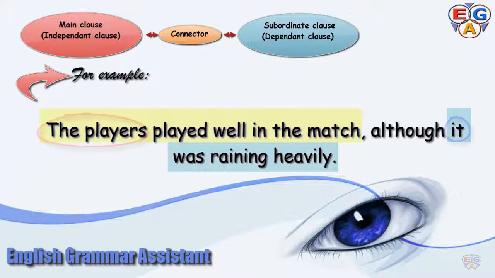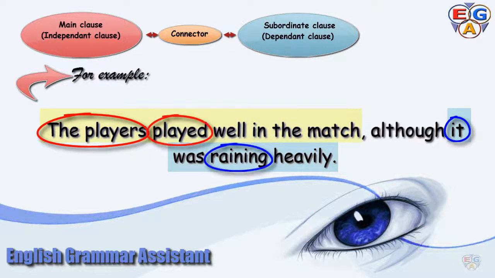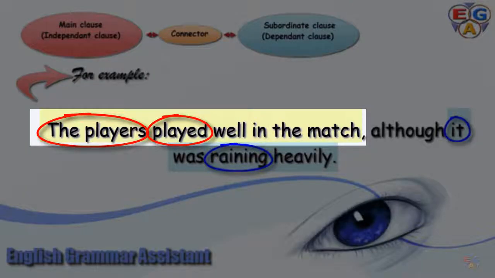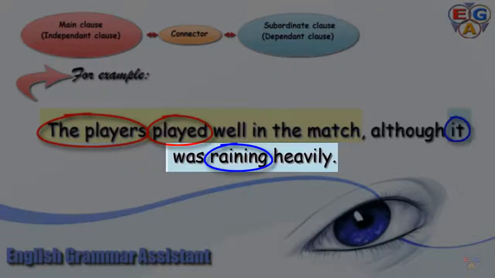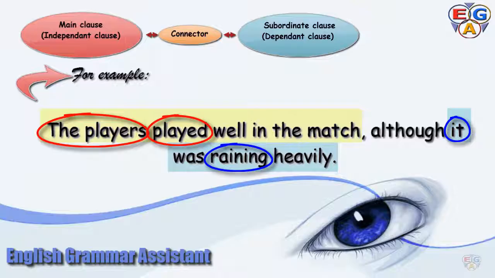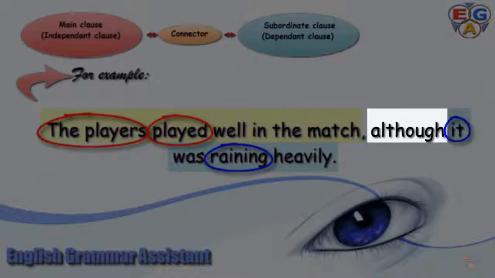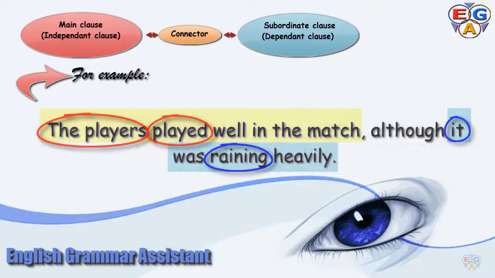Each of the two clauses has its subject and verb, and this is the way with which we distinguish a complex sentence from a simple sentence, which only contains one subject and one main verb. The main clause: the players played well in the match. The subordinate clause: it was raining heavily. The two clauses are connected through the connector, although.